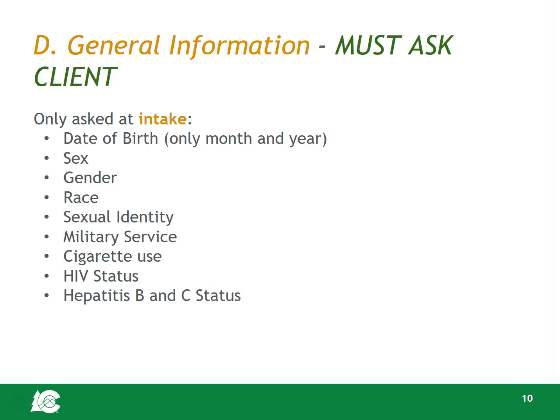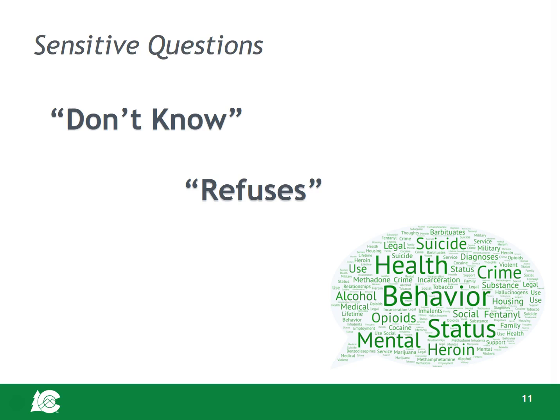The General Information section is the first section that you will begin engaging your client in the interview. At intake, you will ask the client's date of birth, sex, gender, race, sexual identity, and any military service. Additionally, as in all other follow-up interviews, the General Information section will also inquire about cigarette use, HIV, hepatitis B and C statuses. Please note that the questions on infectious diseases are particularly sensitive.